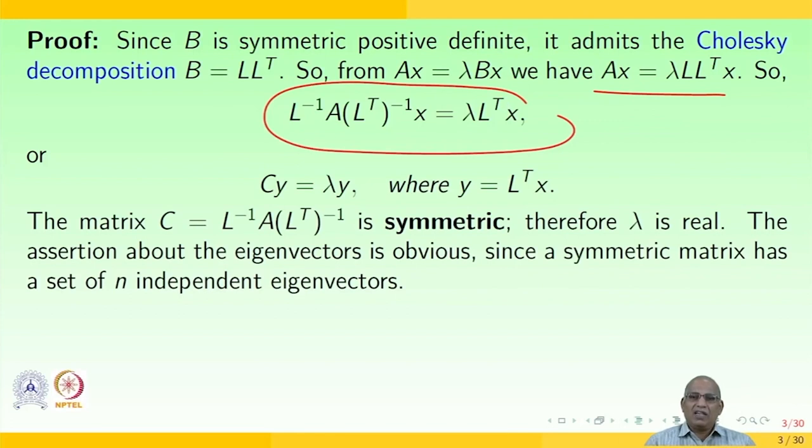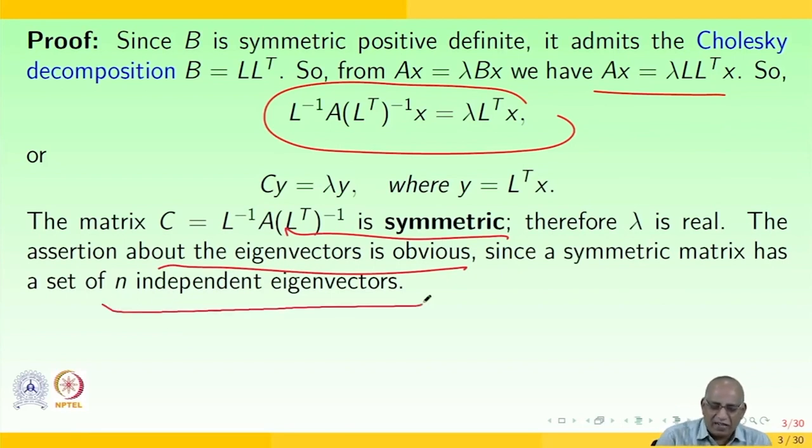That is, Cy = lambda y, where y = L transpose x. The matrix C = L inverse A (L transpose) inverse is symmetric. Therefore, lambda is real, and the assertion about the eigenvectors is obvious, since a symmetric matrix has a set of n independent eigenvectors.